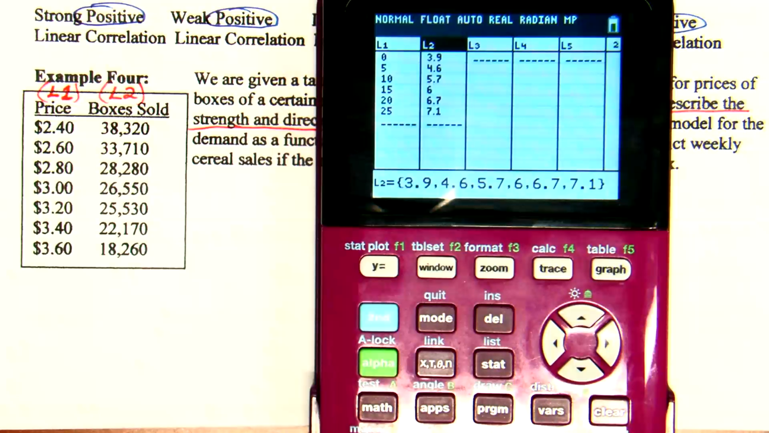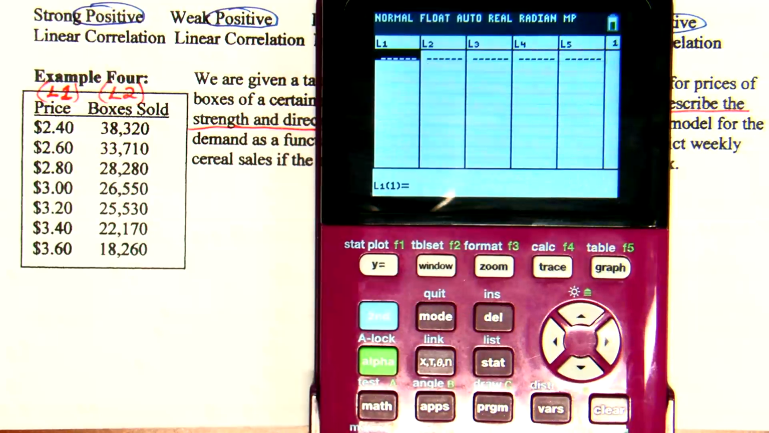A good check when you get to the end is, are your columns the same length? That's always a good check. So get that information entered. Then we need to go look at the graph, yes?